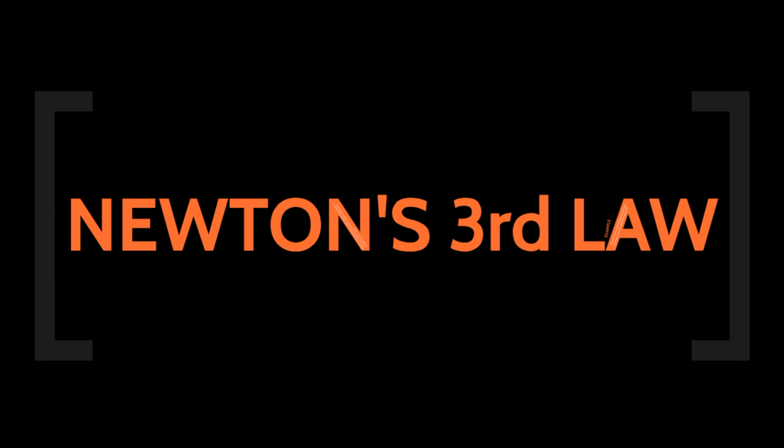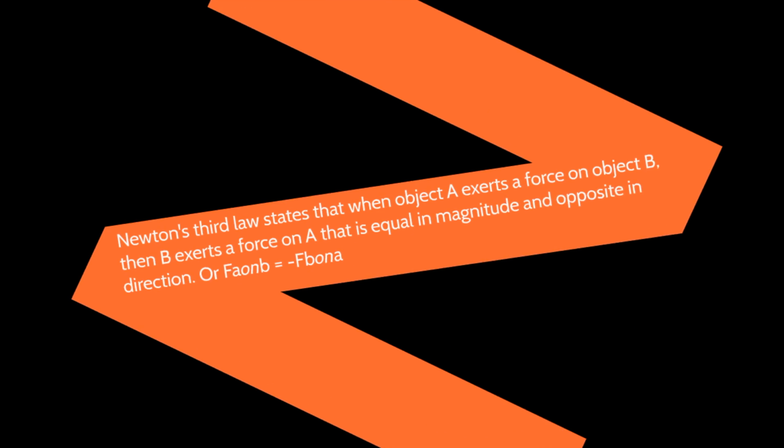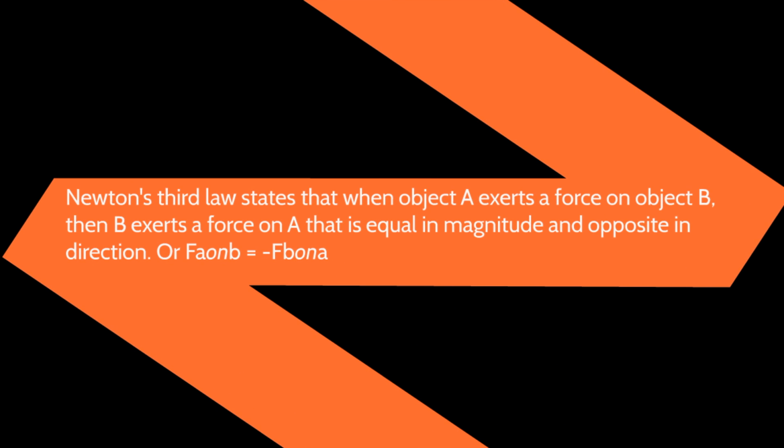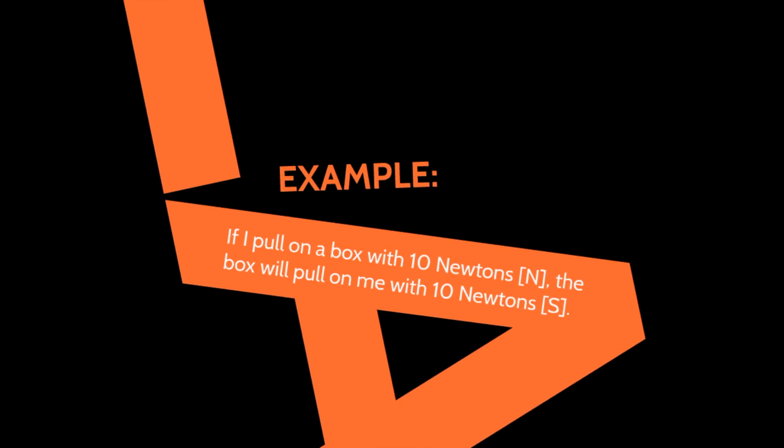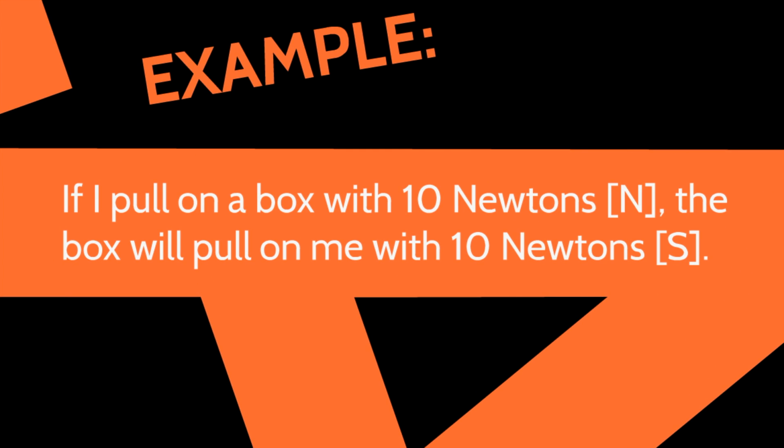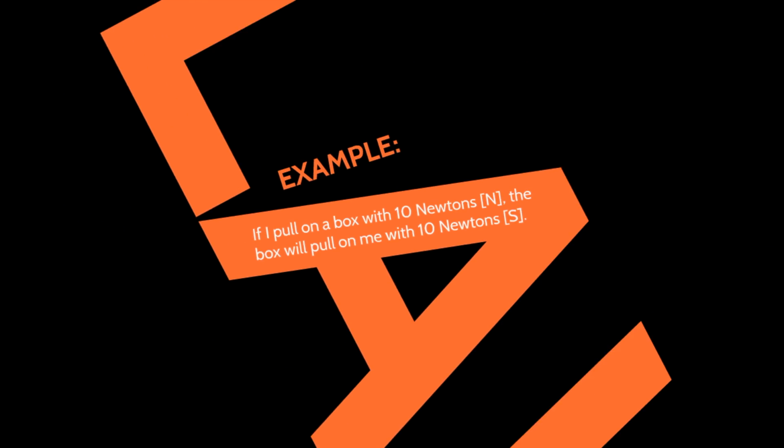Newton's third law. Newton's third law states that when object A exerts a force on object B, then B exerts a force on A that is equal in magnitude and opposite in direction, or force A on B equals negative force B on A. For example, if I pull a box 10 newtons north, the box pulls on me with 10 newtons south. The end.